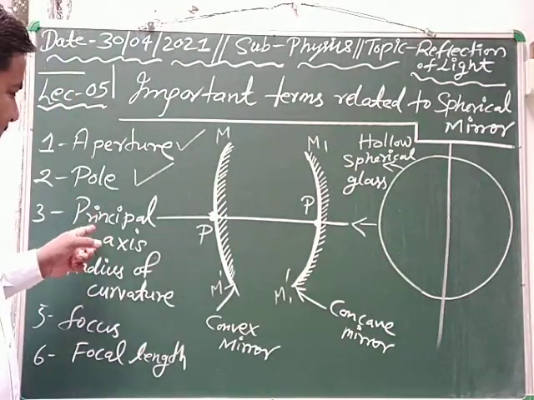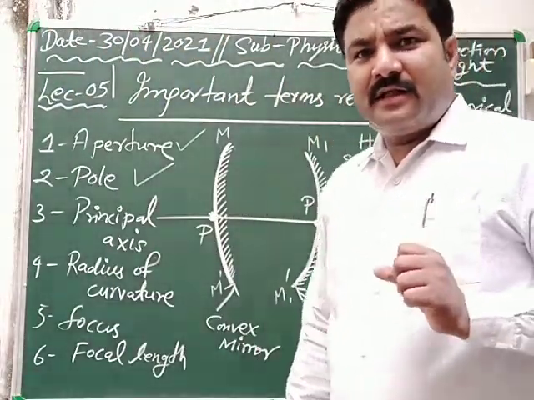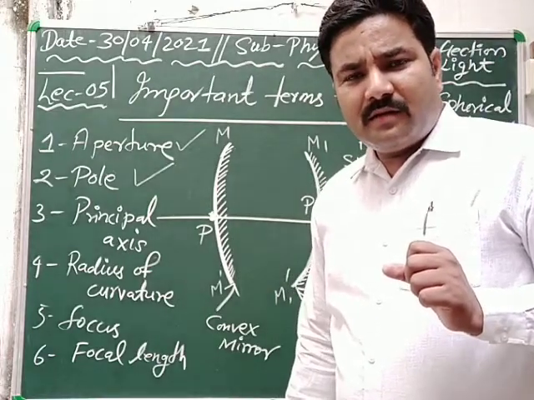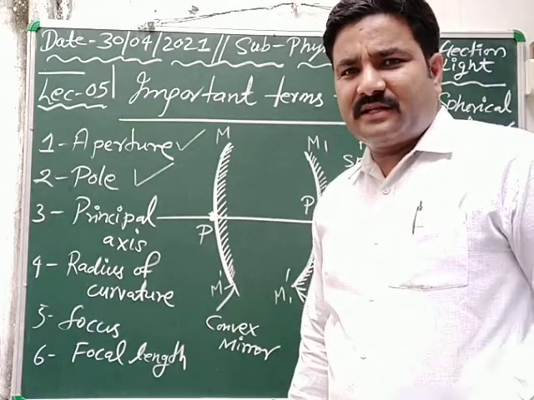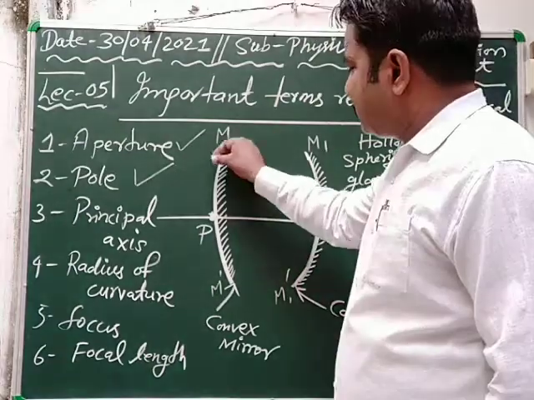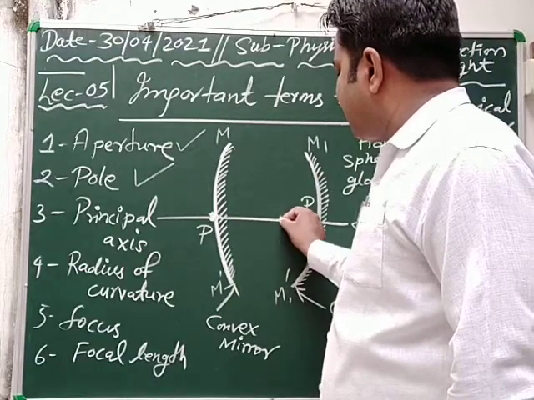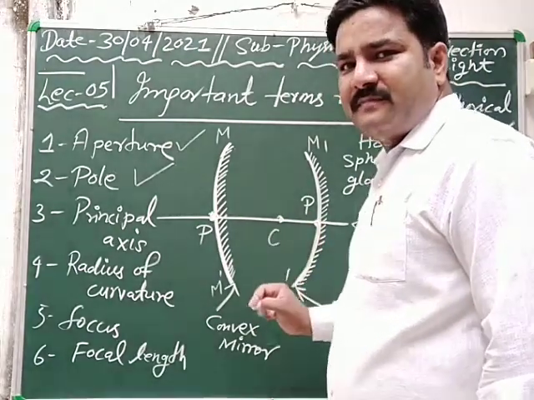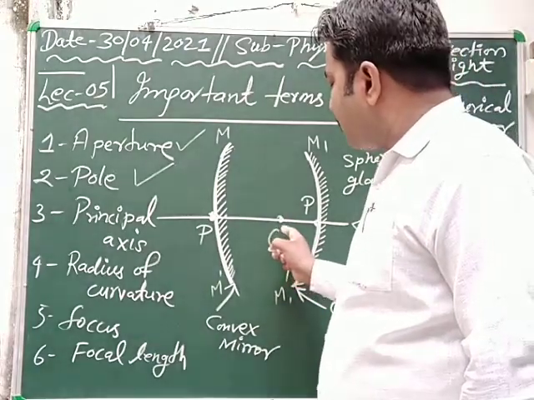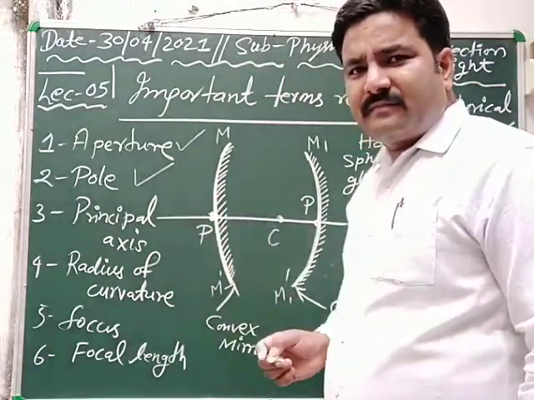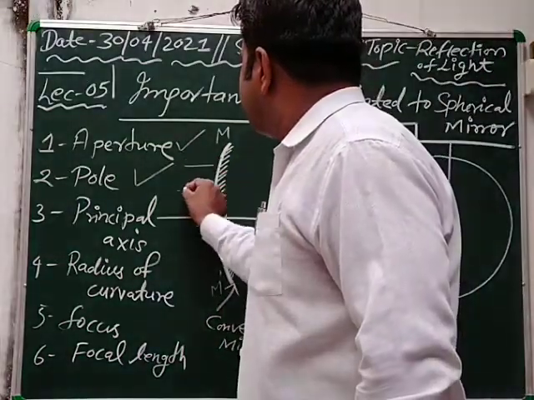Then after, third, principal axis. Principal axis definition will be clear when you make your concept clear about the center of curvature. Center of curvature for this convex mirror is a point on the principal axis. See, just like this, a point on the principal axis at which all the parallel rays coming towards the principal axis, just like this one.